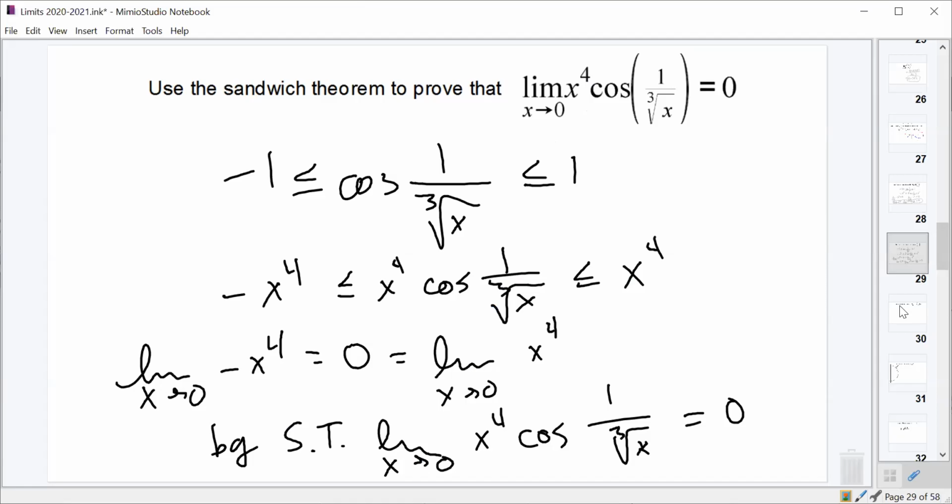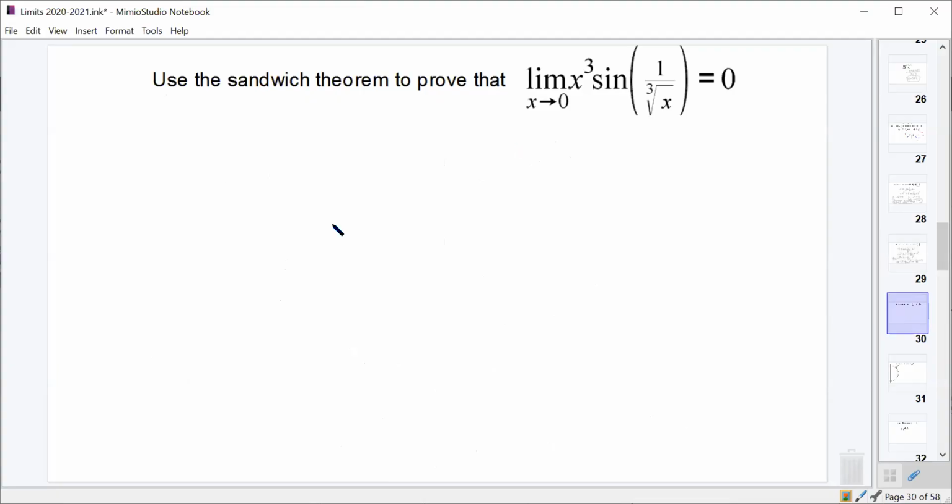So, all right. Now we got one more. This one looks exactly the same, but it's a little bit different. And we're going to have to figure out a way to deal with this one in a slightly different way. Any thoughts on this?